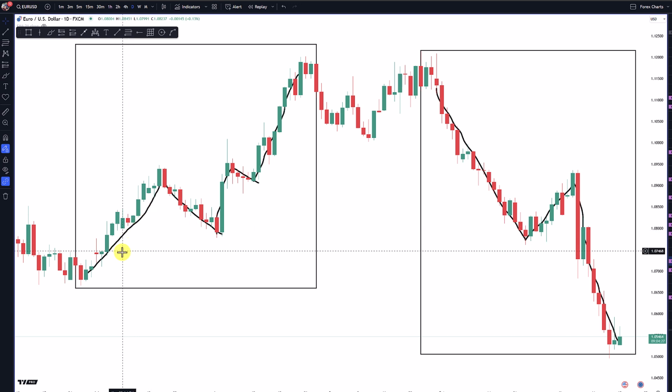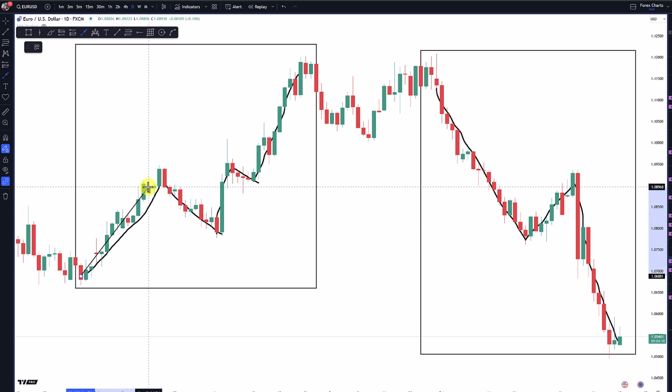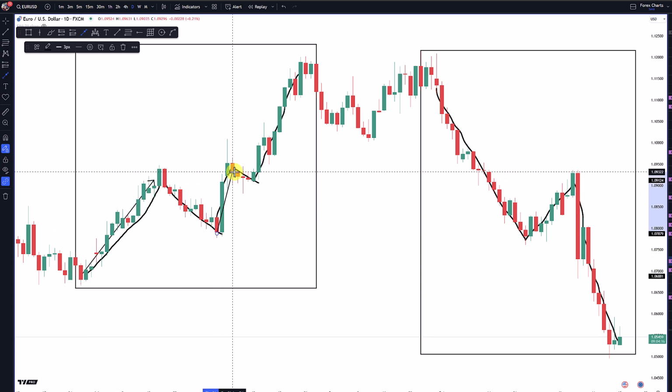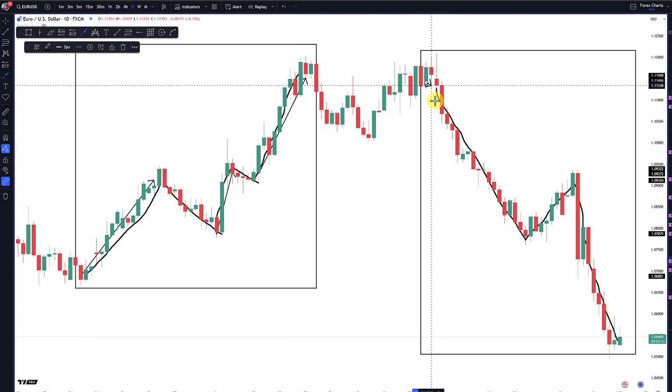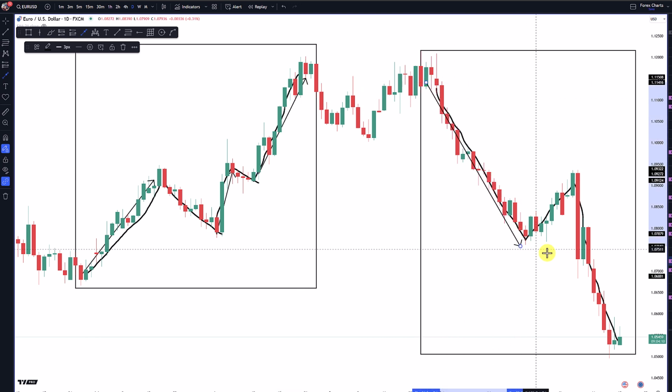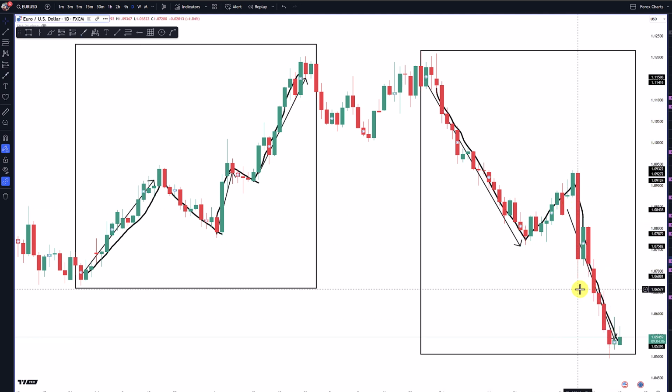So a trend wave that is going into the direction of the overall trend, we would refer to as a trend wave. So here we are in an uptrend. So this would be a trend wave, this would be a trend wave, and this would be a trend wave. In the case of a downtrend, we would say this is a trend wave here to the downside, and this is a trend wave because it's going with the trend direction, which in this case here on the right side is a downtrend.